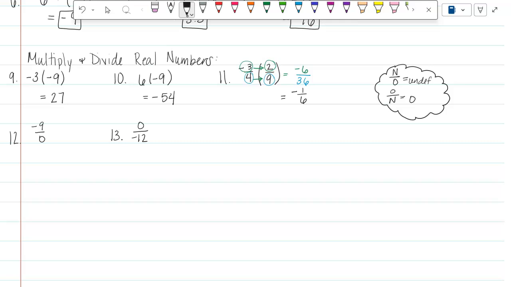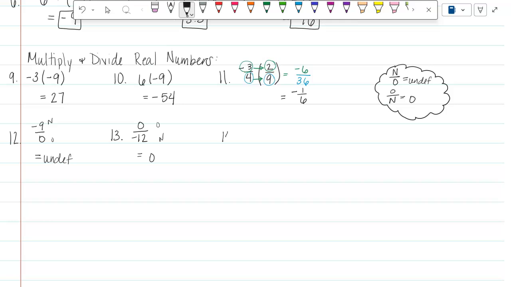So negative 9 divided by 0: a number divided by 0, no, that spells "no," you can't do it, undefined. 0 divided by negative 12: 0 divided by a number, it's "on," right? We can actually divide, and we get 0.